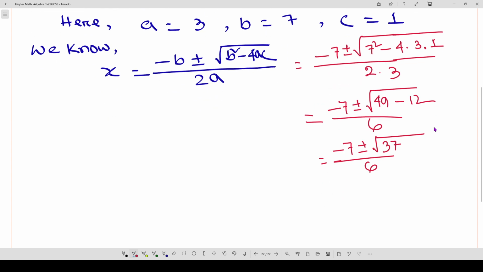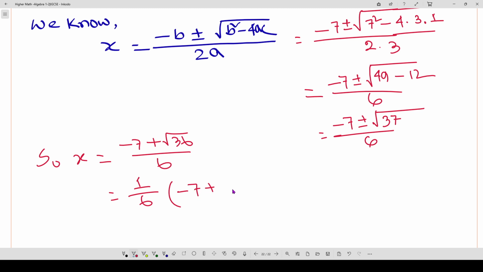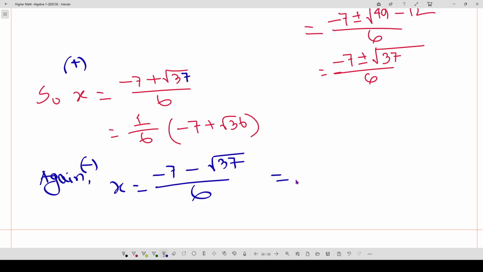So what will be x? x has two results. First, x = (−7 + √37) / 6, which we can write as 1/6 times (−7 + √37). Again, for the second one, x = (−7 − √37) / 6, which we can write as 1/6 times (−7 − √37).